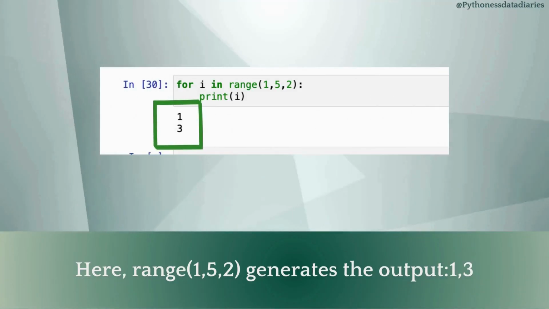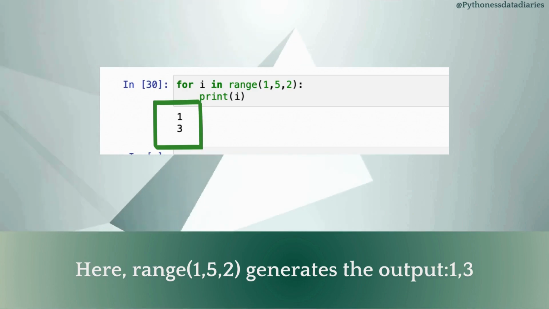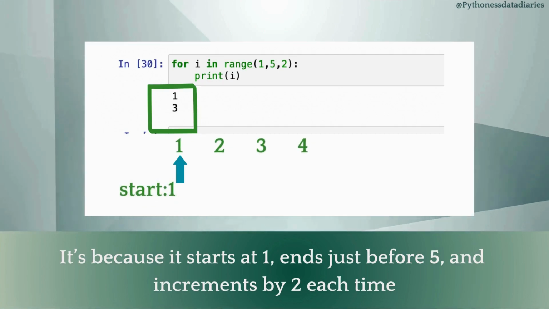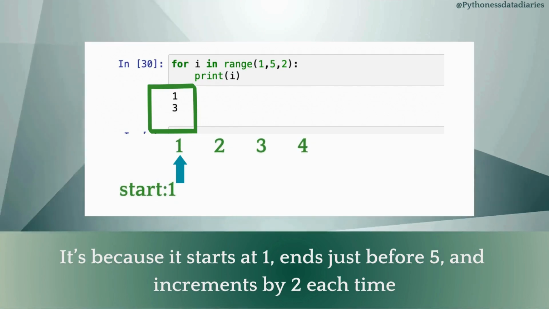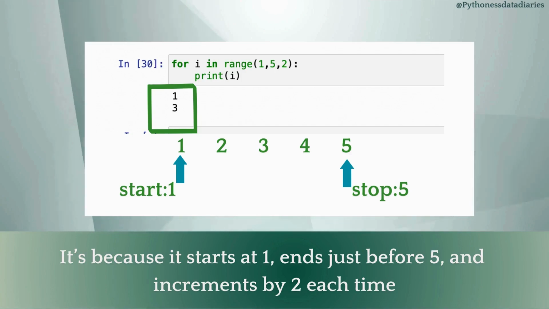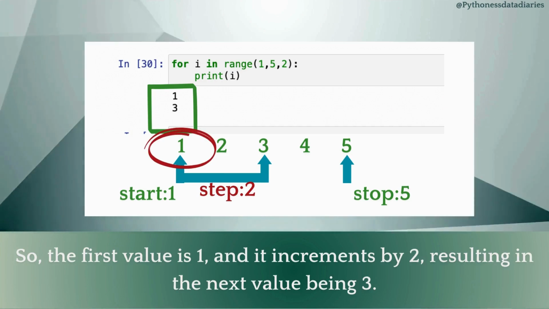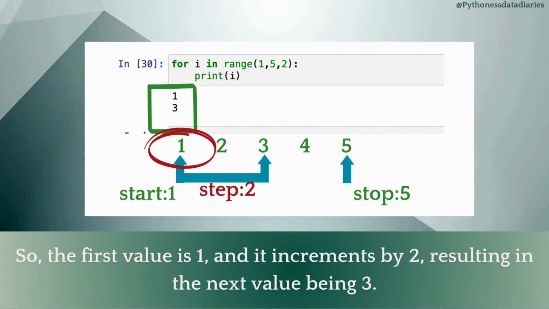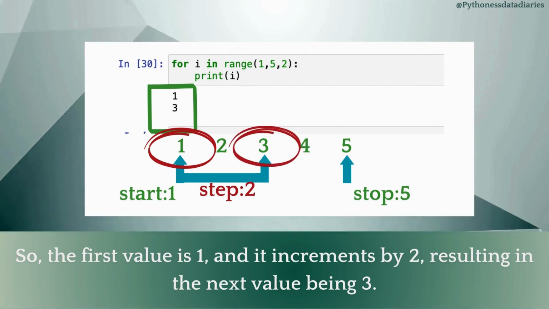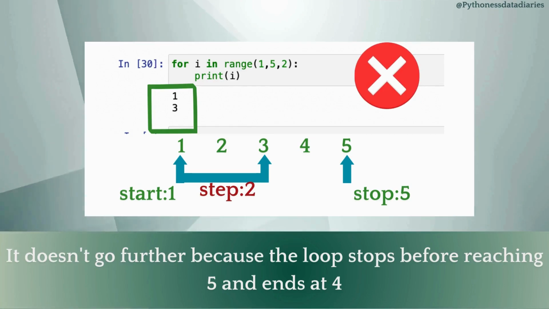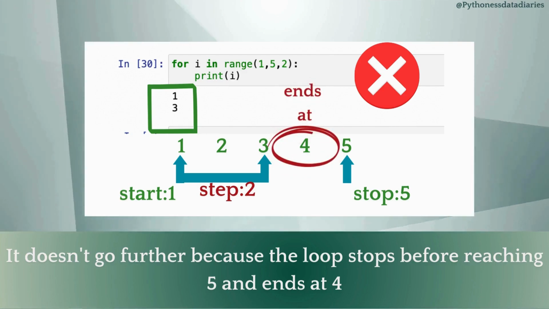Here, range of 1, 5, 2 generates the output 1, 3. It's because it starts at 1, ends just before 5 and increments by 2 each time. So the first value is 1 and it increments by 2, resulting in the next value being 3. It doesn't go further because the loop stops before reaching 5 and ends at 4.